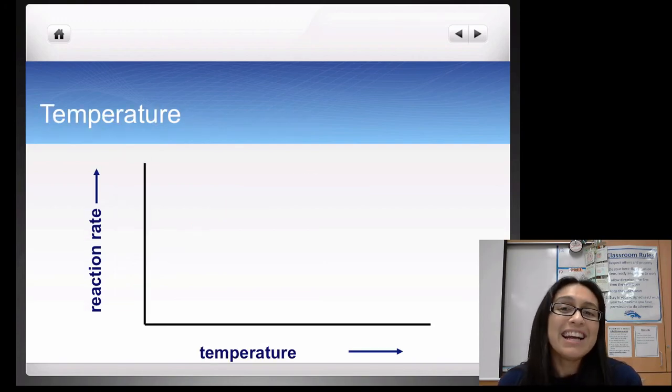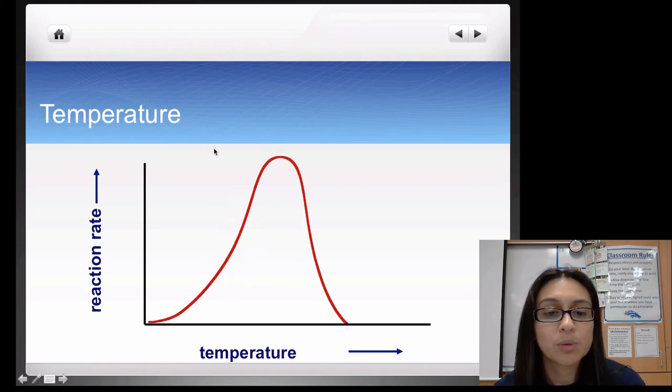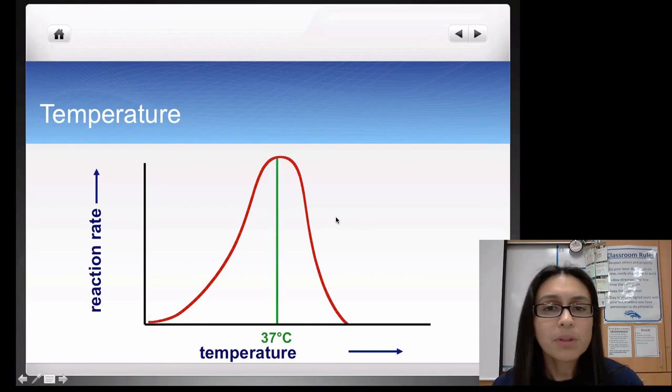All right, next we have temperature. So again, you have to think about what reaction rate is. How quickly can we turn our substrate into product? So here with temperature, we see a line that looks like this.